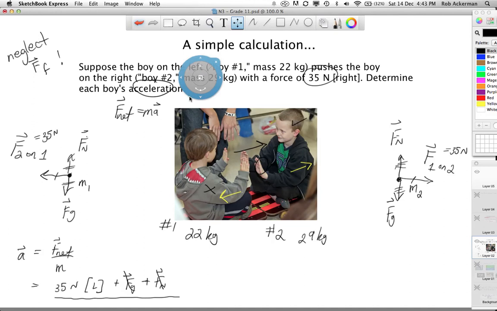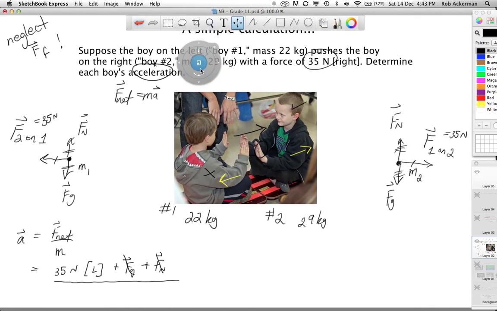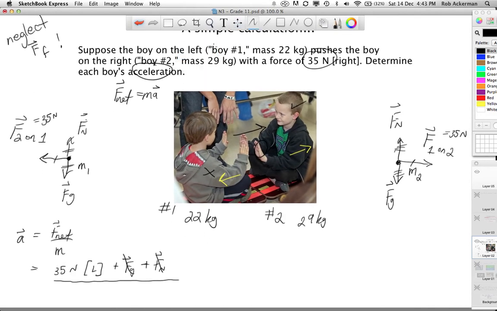Let me give us a little bit more space here. There we go. And we're going to write in the mass of this boy, which is 22 kilos. So what do you get? 35 over 22, it's going to be around 1.5, give or take. So let's see, 35 divided by 22, I get 1.59, or roughly 1.6 meters per second squared.